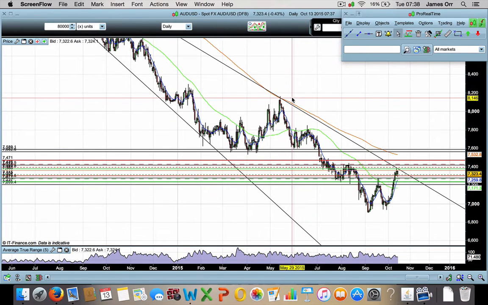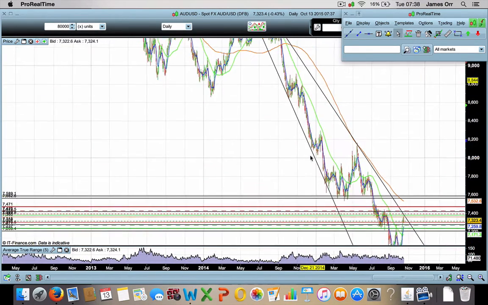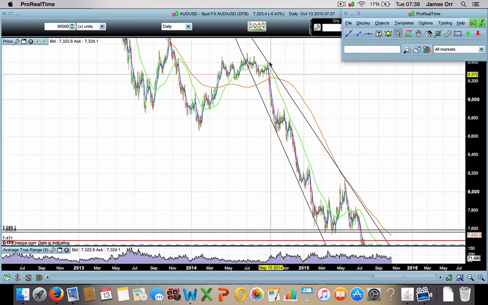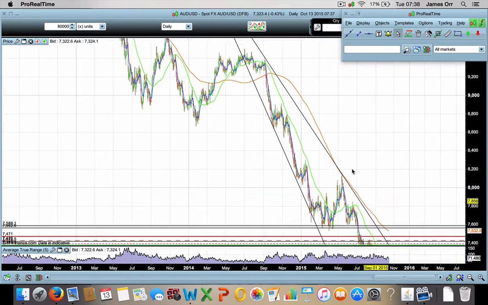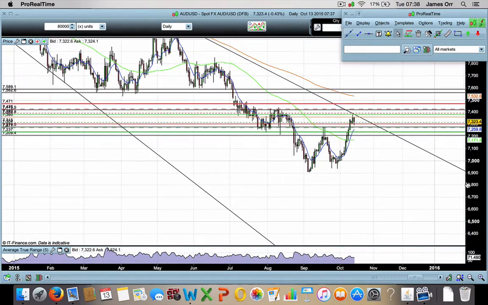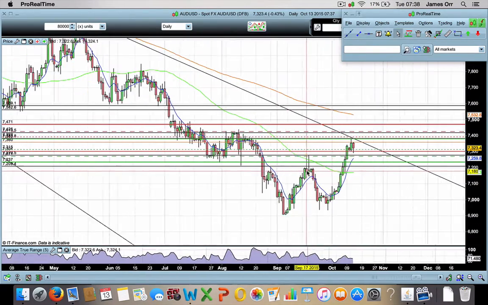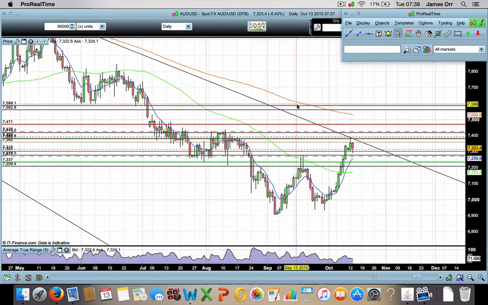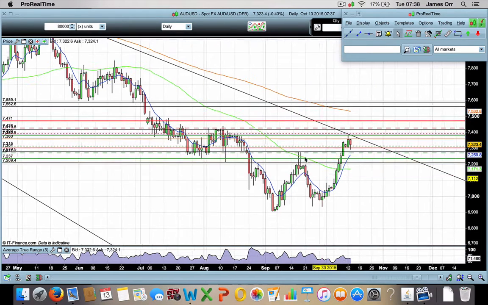So on the Australian dollar, the first thing to notice is the Australian dollar has been in a downtrend for quite some time. It's in a bit of a channel. Let me just zoom in a little bit on the daily time frame. I've already inputted all of my key levels for the day.